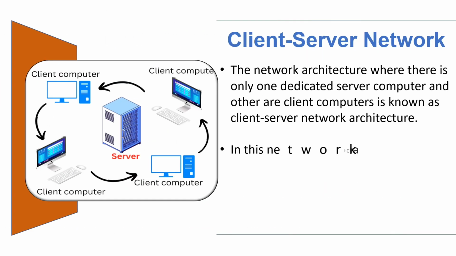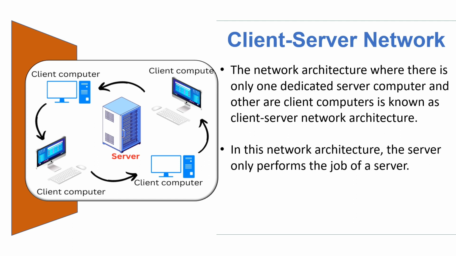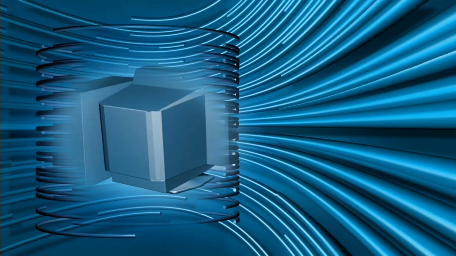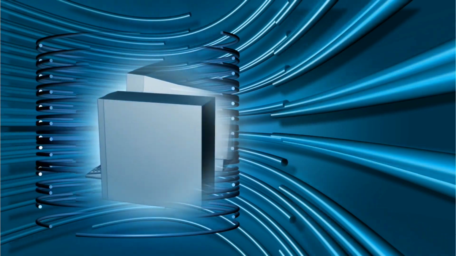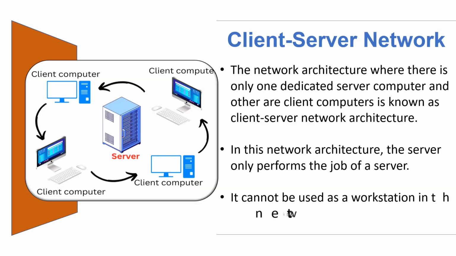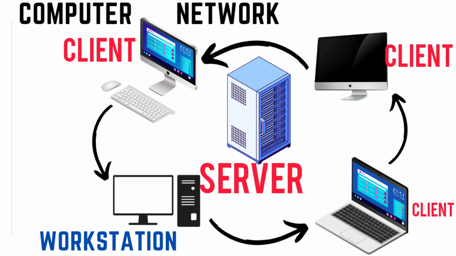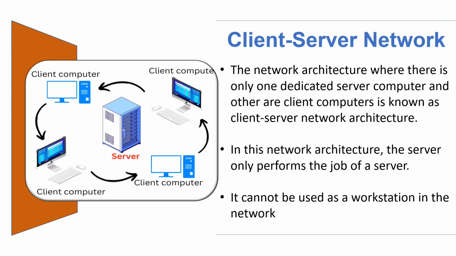In this network architecture, the server only performs the job of a server. It means the server can be used to provide the services to client computers. It cannot be used as the client computer. It cannot be used as the workstation in the network. As I already told, the server cannot be used as the workstation or the client computer. The job of the server is to provide the services and other information to the client computers. So such type of network where there is one dedicated server and the rest of the computers are client computers, such type of network architecture is client-server network architecture.